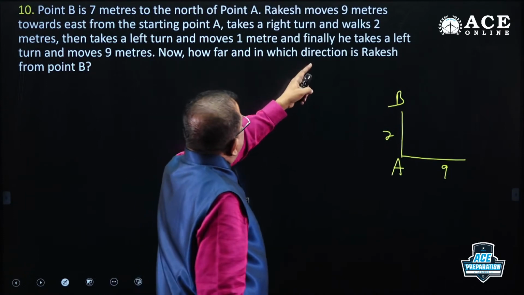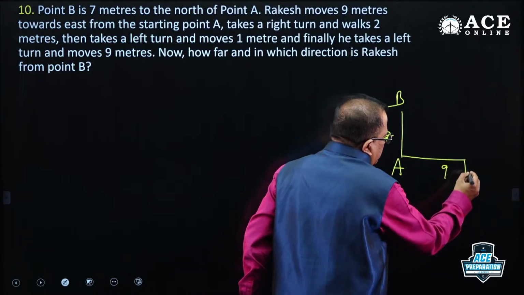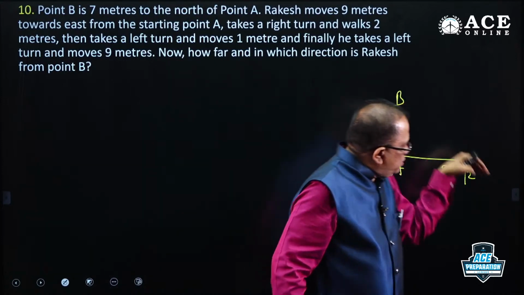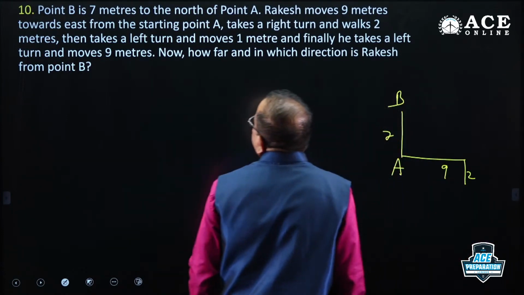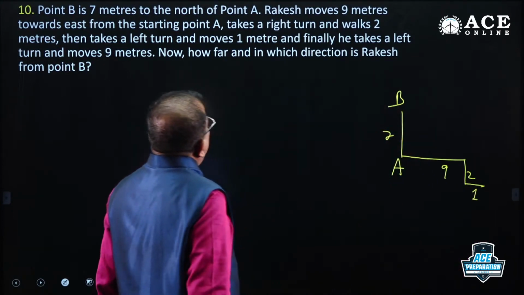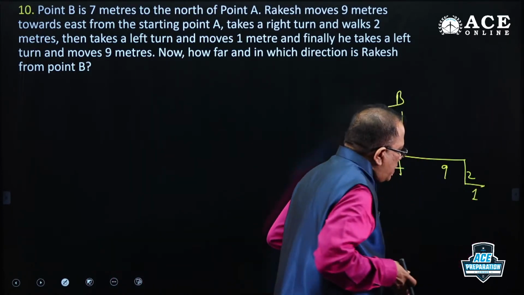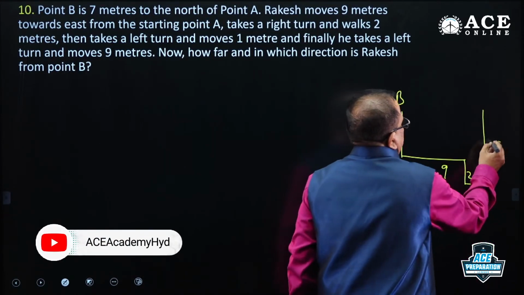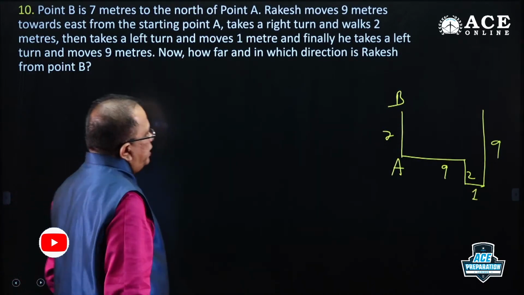Right turn and walks 2 meters. When he is moving like this it is a right turn, 2 meters, and then what? Then he takes a left turn. When someone is coming from north to south, this is right, okay, this is left. So he takes a left turn and moves 1 meter. This is 1. And finally he takes a left turn and moves 9 meters. So he is moving from west to east. This is the left turn and 9. Okay. Now how far and in which direction is Rakesh from point B?